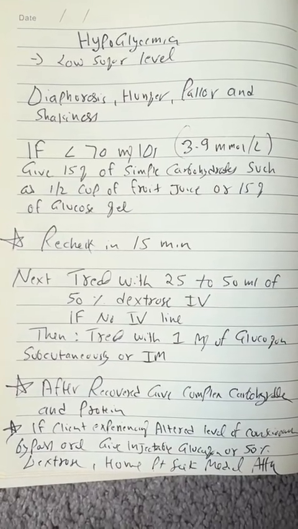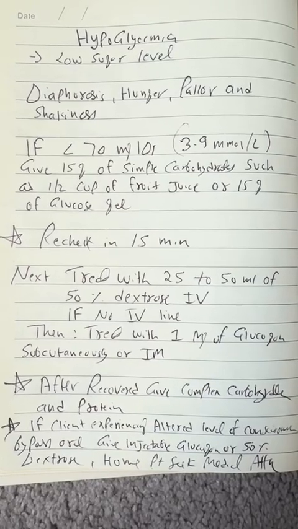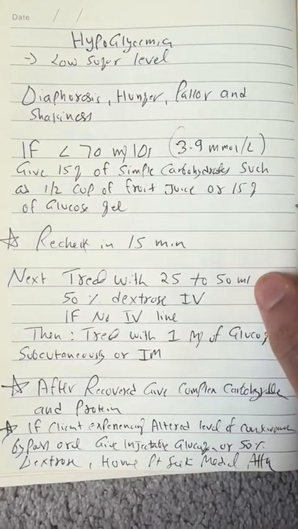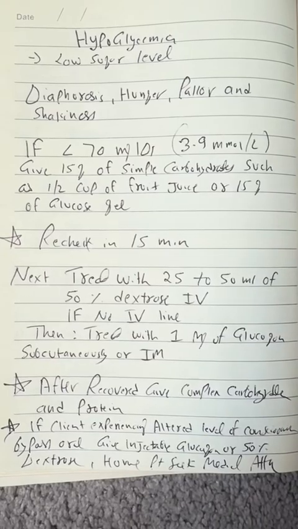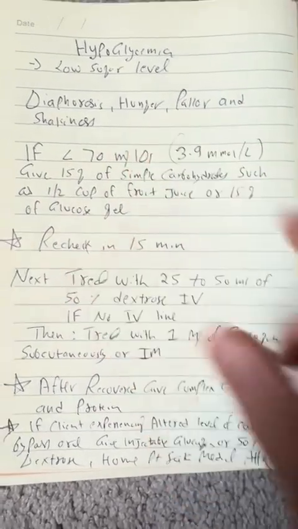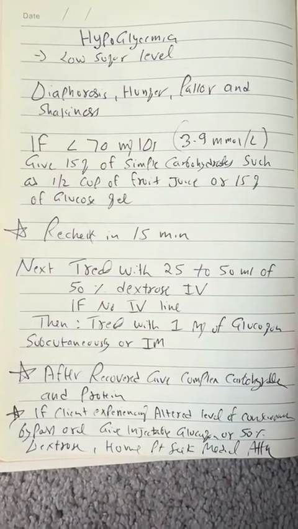So how do you find out? You will see a patient with diaphoresis, hunger, pallor, and shakiness. Diaphoresis means the patient is having excessive sweating, feeling a lot of hunger, the body color changes, and shakiness. When you see this kind of thing, you assume that the patient is having hypoglycemia.